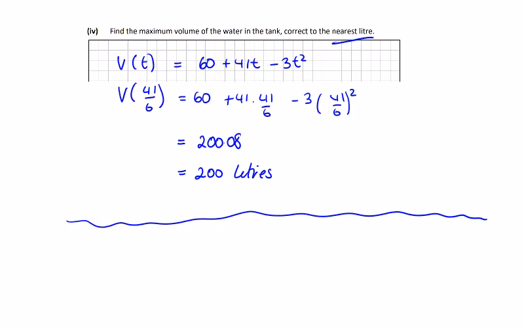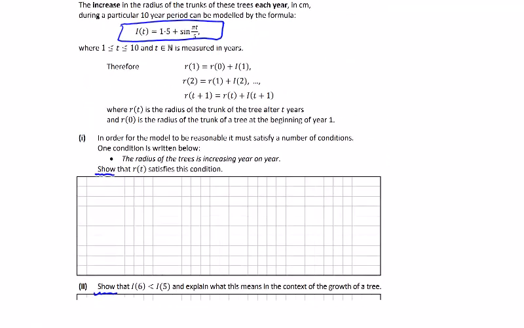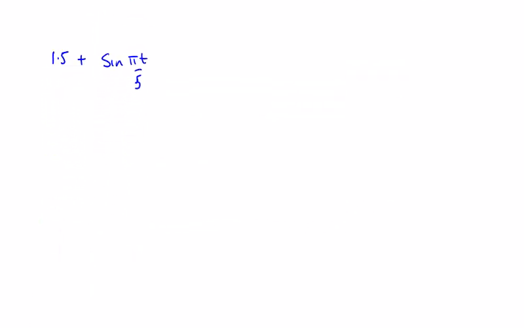Let's look at the next section. So we're given a huge amount of writing, you can see, and then we're just asked to show that something satisfies this condition and show something else. So we're dealing with a function here, the increase in the radius of a tree, and it's 1.5 plus the sine of pi t over 5. So I'm just going to jump down here and look at that. I think it's pi t over 5. Okay, 1.5 plus the sine of pi t over 5.